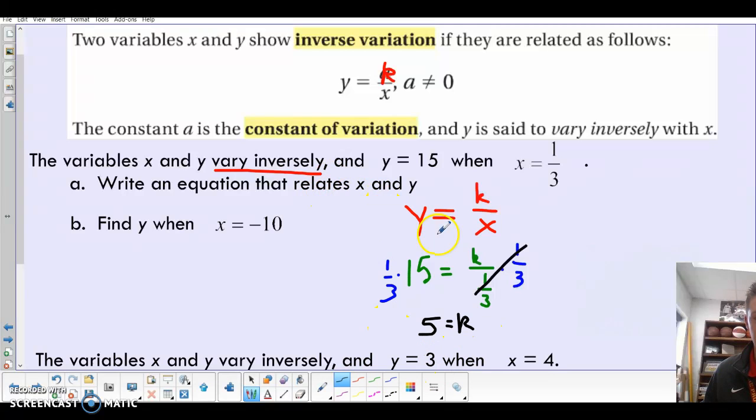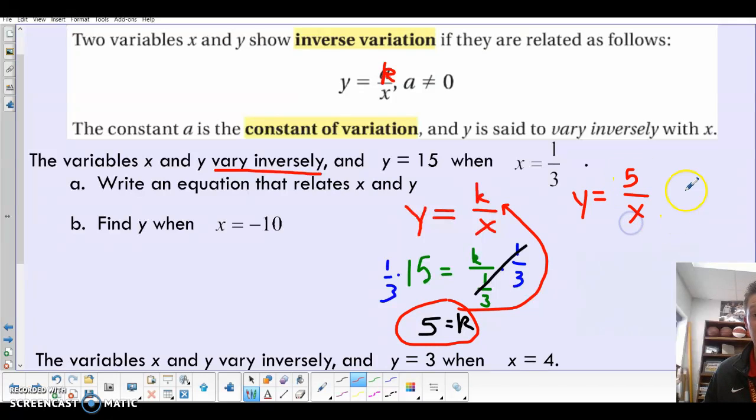Here's what the answer is going to look like. Remember, I had y equals k over x. Well, this is the value k that makes this equation work. So here's the equation, here's my answer: y equals 5 over x. That would be my equation that relates x and y, given that y is 15 when x is 1/3, and given that they vary inversely. So this is what the answer is going to look like, an equation.